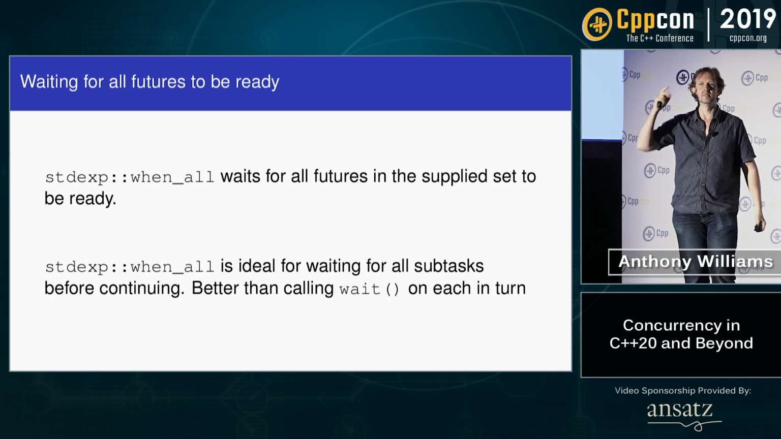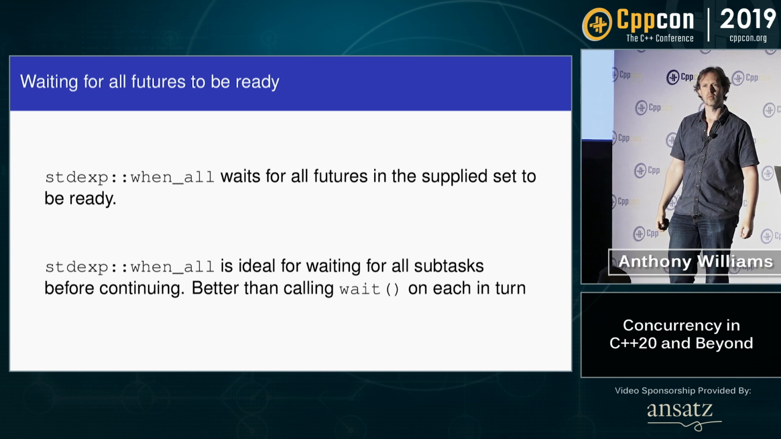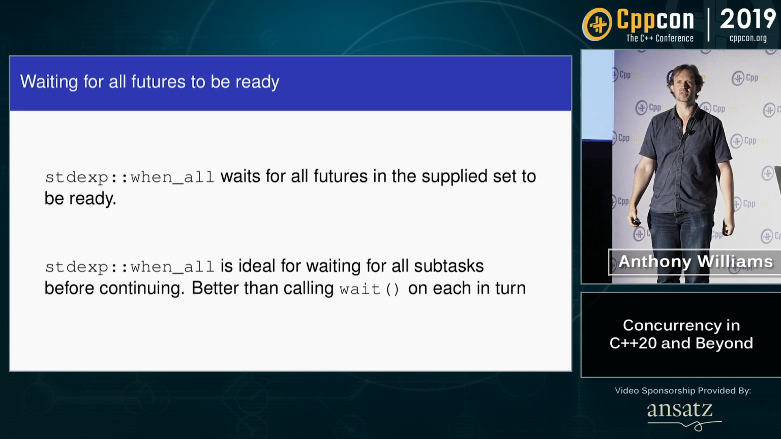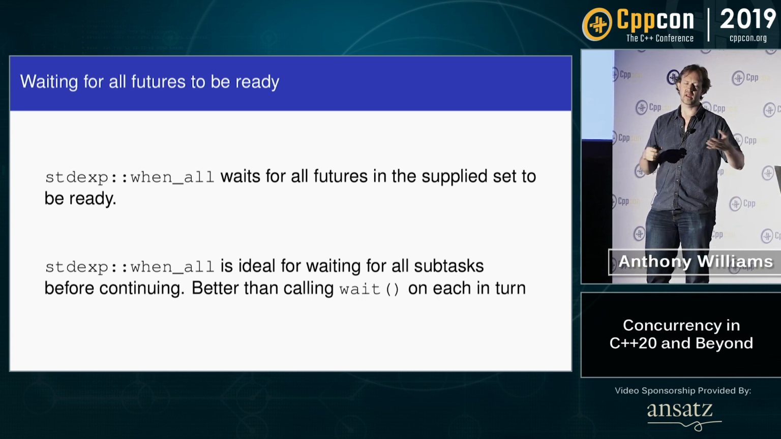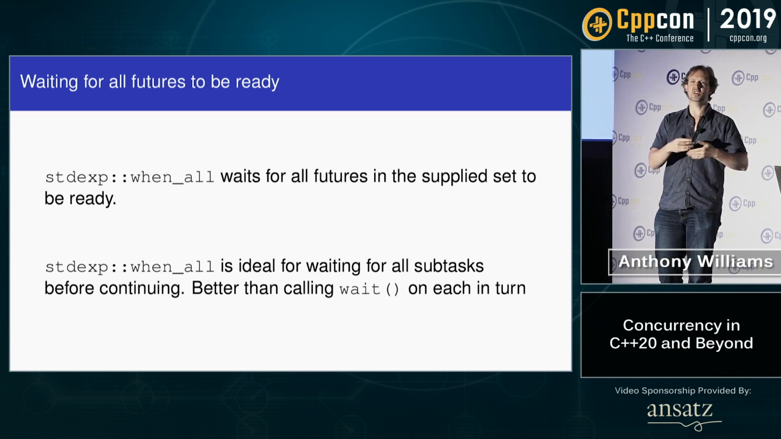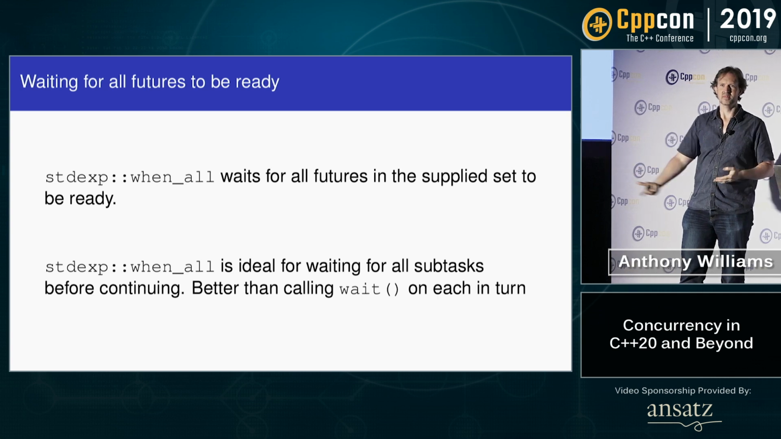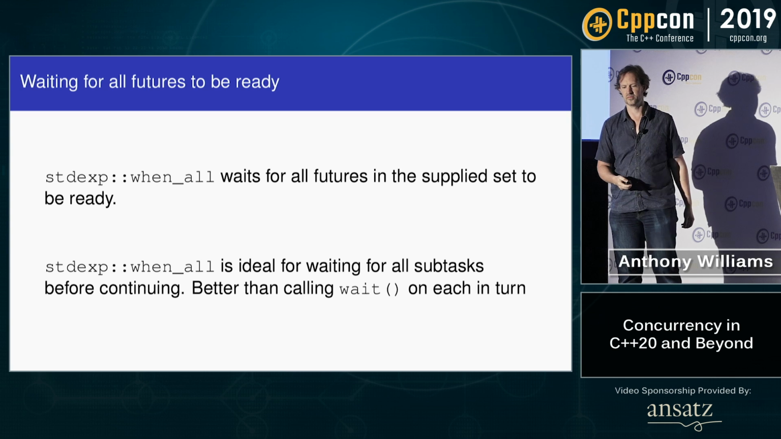And there is a question. Yes, about that dot then. On which thread is the continuation called? In the Concurrency TS, it's unspecified. And that's one of the reasons why we haven't got it in C++20: we want to pin that down, possibly with support from executors, which is also not ready for C++20. So, thank you.